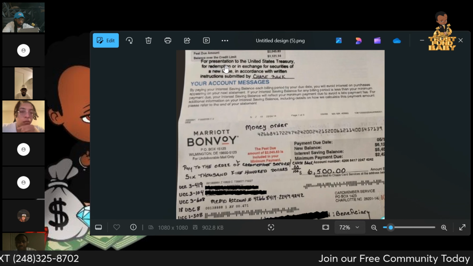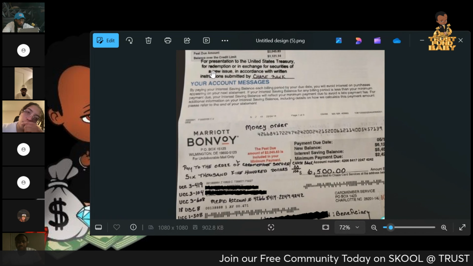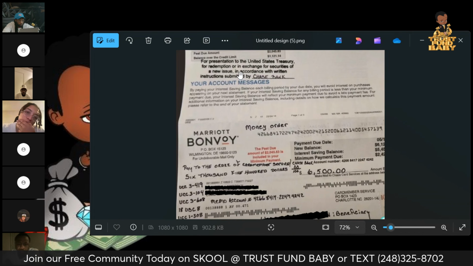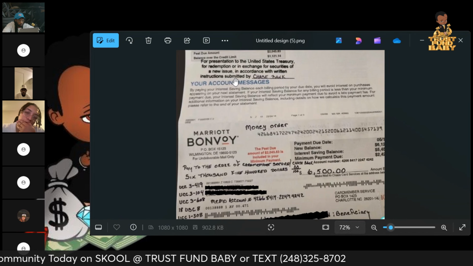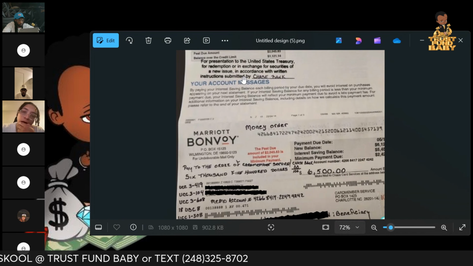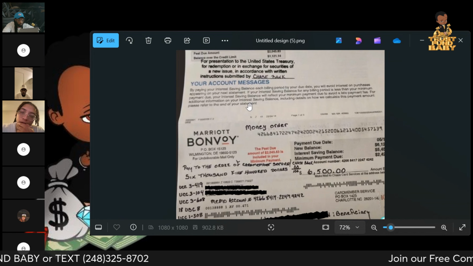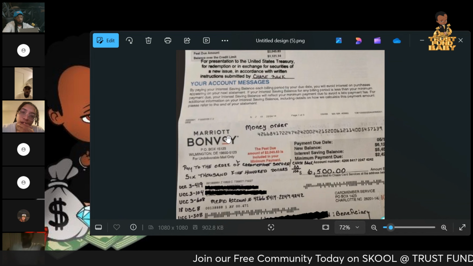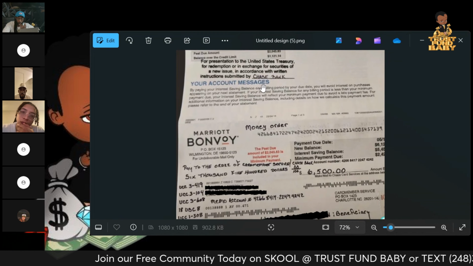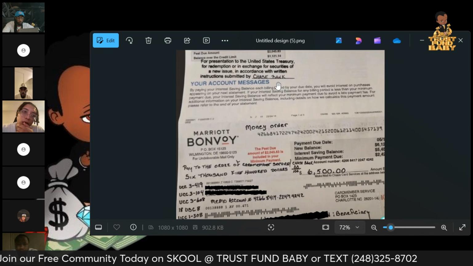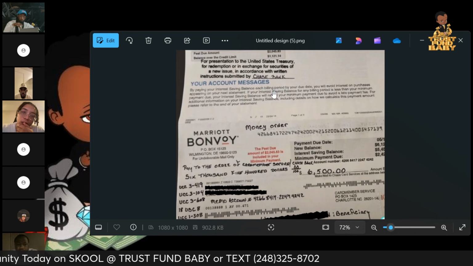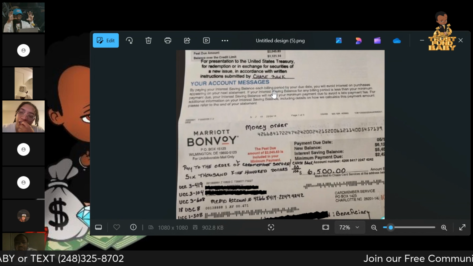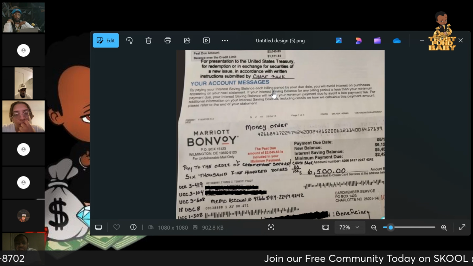It says, for presentation to the United States Treasury for redemption or in exchange for securities of a new issue in accordance with written instruction submitted by, and then you have the line, and they wrote in the financial institution. We clearly see this is for Marriott, the hotel, so what would be the purpose of them writing Chase Bank? This is where a lot of people go wrong, because you don't understand the triangle. Every financial institution has a triangle.